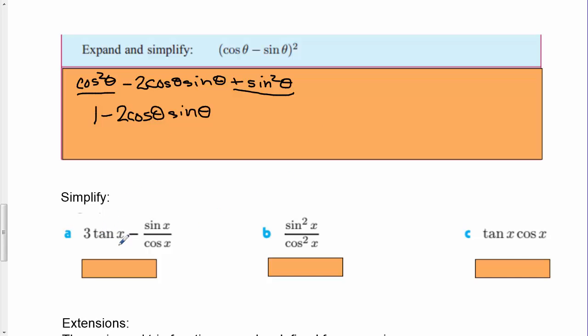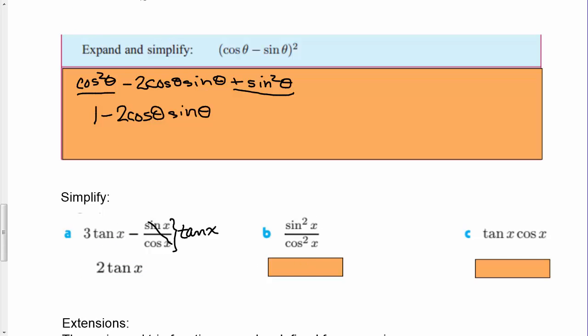3 tangent x minus sine x over cosine x. Well, we're going to use the idea that this sine x over cosine x is tangent x, right? So sometimes we'll need to do that. And we've got 3 tangent then minus 1 tangent, and that's 2 tangent x. And that's what we'll get for our answer.